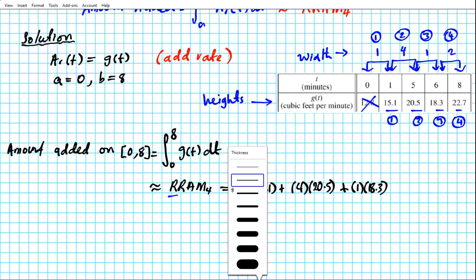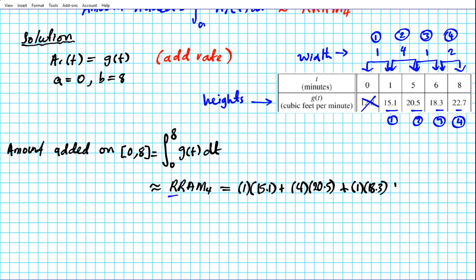Alright, so let's go ahead and finish it up. And then the fourth rectangle, width times height. The width is 2 times the height of 22.7. So just plug all this into your calculator and you have the right Riemann sum using 4 subintervals of 160.8. Okay? So there goes the answer.